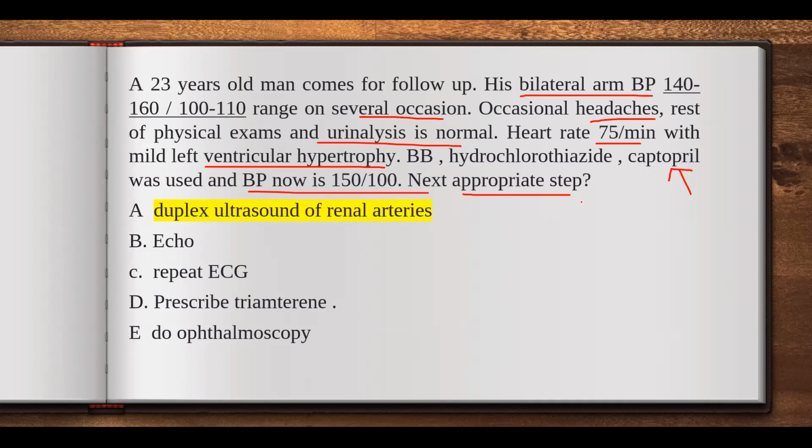The only thing which will make you think about renal artery stenosis is the refractory hypertension this patient has got. Look at the blood pressure medication. He is on beta blocker, he is on hydrochlorothiazide, he is on captopril. So 3 blood pressure medications, still the patient's blood pressure is 150 by 100. So that's a refractory hypertension. And refractory hypertension in a 23-year-old gentleman, most likely it's not something primary. Something is causing this.